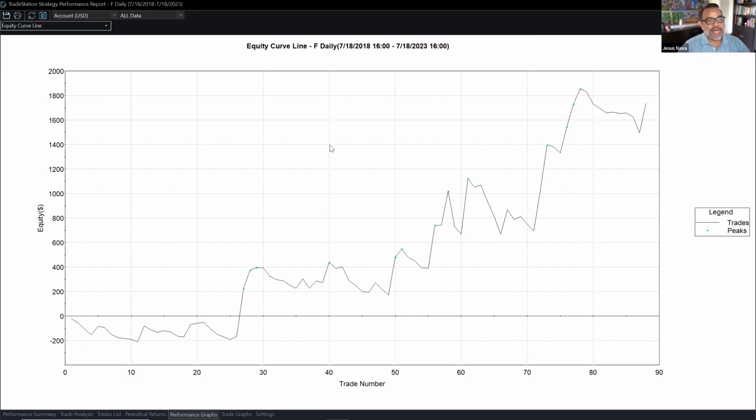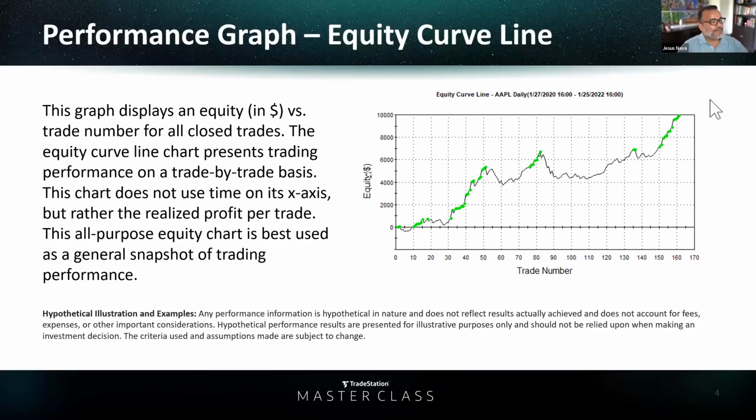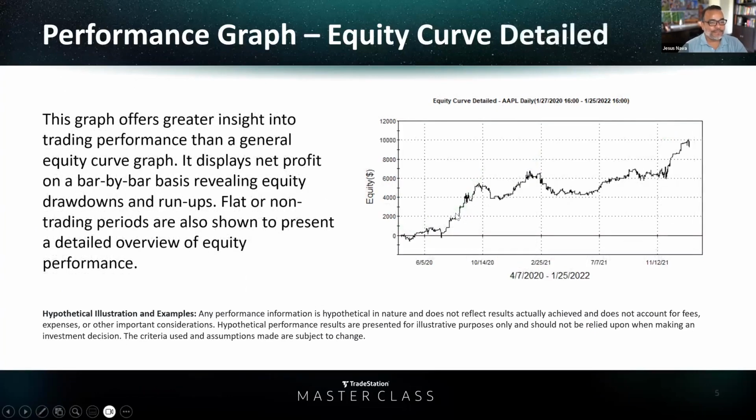So let's go ahead and take a look at the next graph. The next graph, let me go here to the PowerPoint. The next graph is similar. It's called the equity curve detailed graph. And the difference between this one and the other one is that instead of just giving you your P&L from closed trade to closed trade, here you see the details or the P&L from the close of every single bar of the historical chart. Pretty cool, because now you have a little bit more visibility into where the drawdown is.